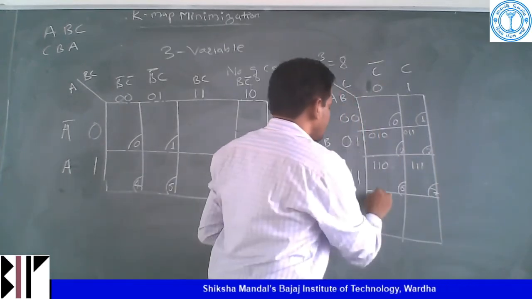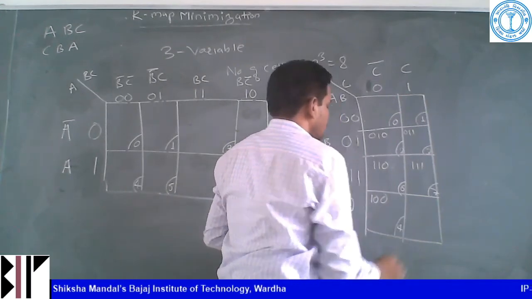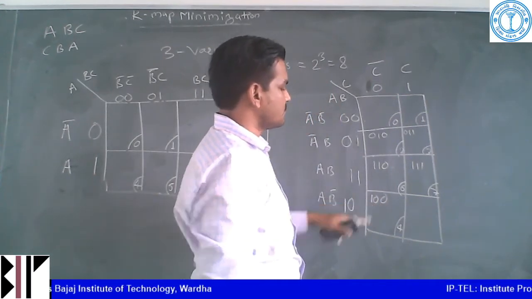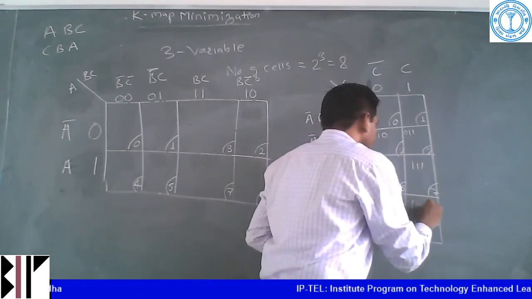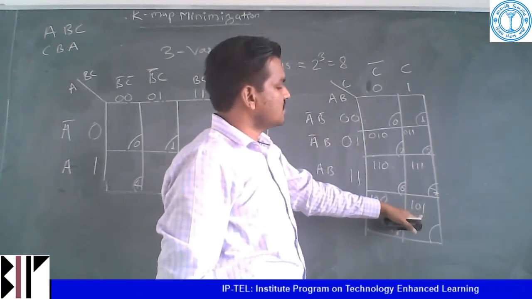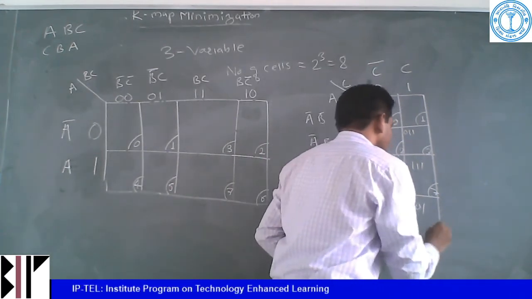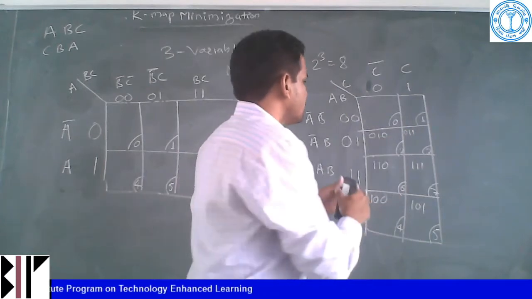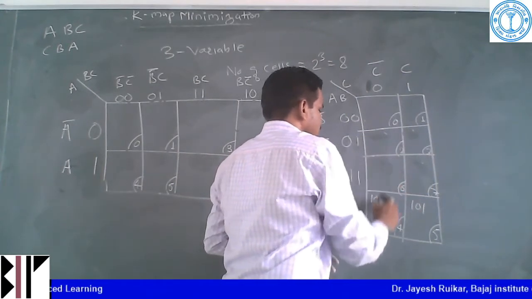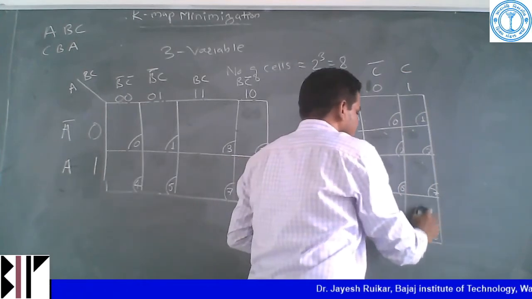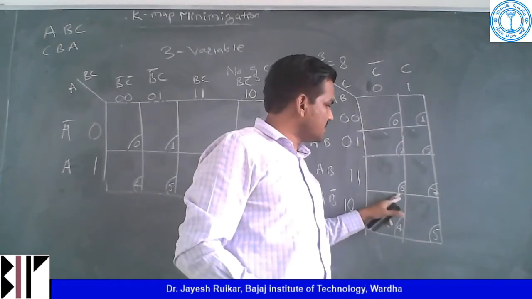Then 1 0 0 is 4. Then this is 1 0 1, what is this? 5. Now I am removing this here, just to help you understand. So 0, 1, 2, 3, 4, 5 and here 6, 7.